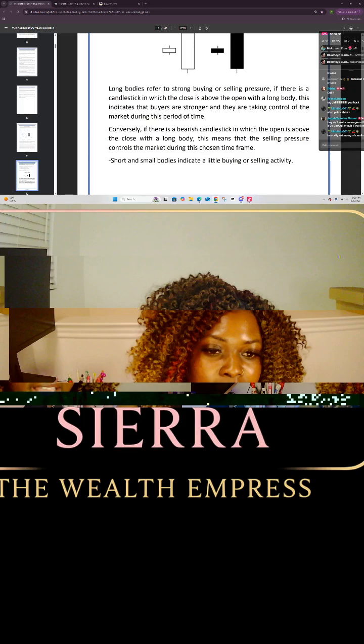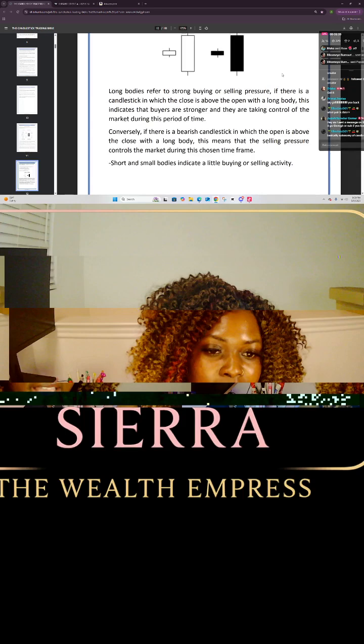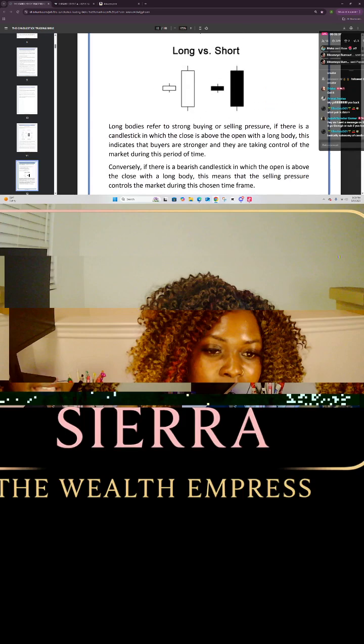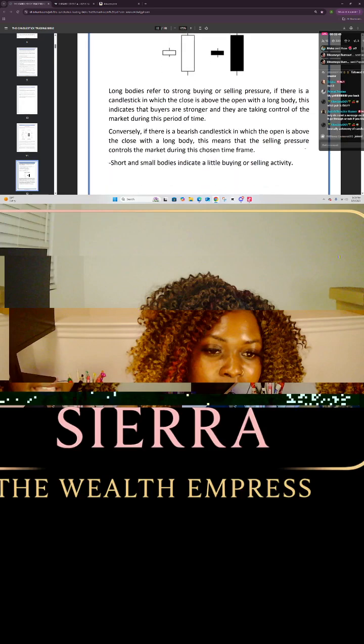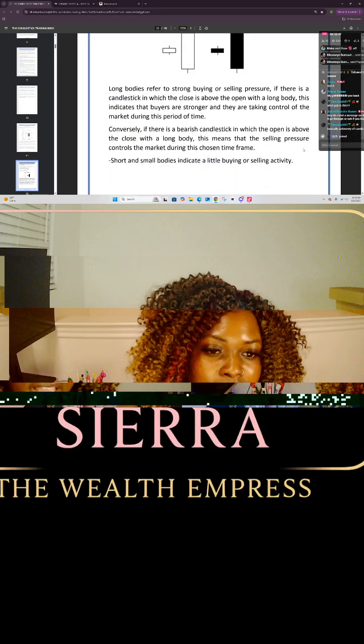All right. If there's a candlestick in which the close is above the open with a long body, this indicates that buyers are stronger and they are taking control of the market during this period of time. Conversely, if there is a bearish candlestick in which the open is above the close with the long body, this means that the selling pressure controls the market during this chosen time frame. And we just showed y'all that.